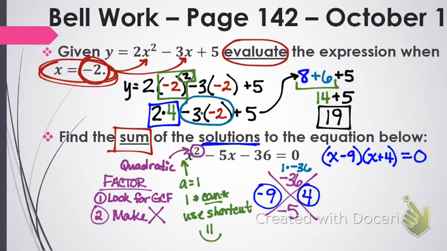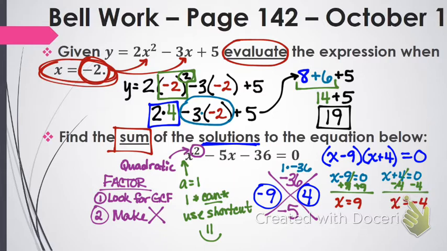But you have to do the... Yes, we need to get our x's alone. So I do x minus 9 equals 0. So x is a positive 9 because we have to add 9 to both sides. And we get that x equals -4 because we have to subtract 4 from both sides. So these are my solutions.